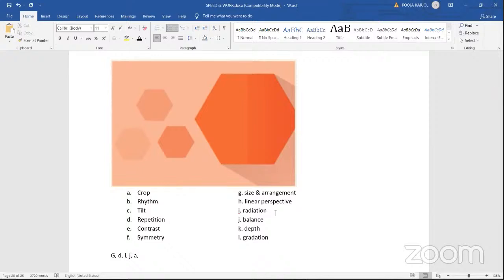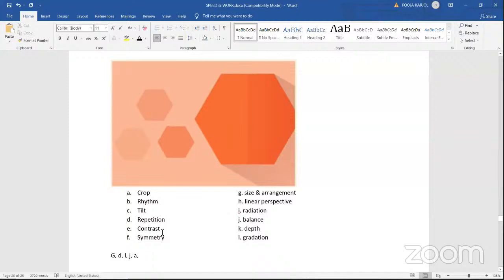No, it's not. Is there symmetry? Symmetry is not there. Balance is there. Okay, the first things you can see are size and arrangement, repetition, gradation, and balance. Those four are the ones. Tilt, no, there's no tilt. Rhythm, no, I don't see it.